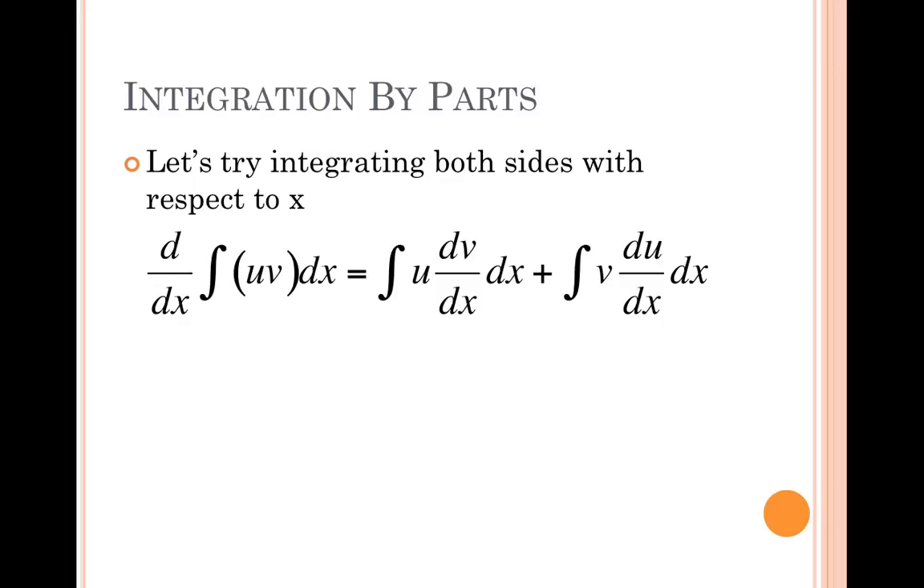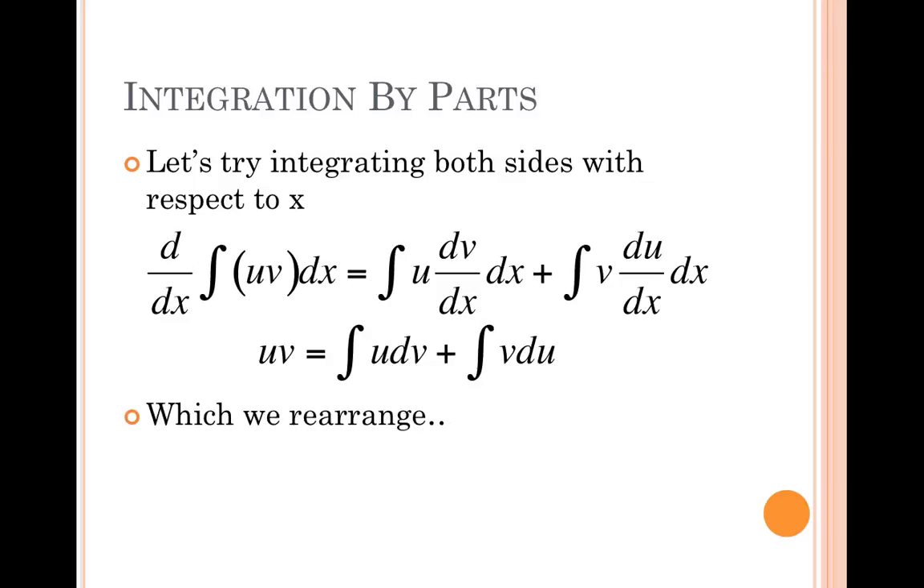Now, in this first one, I see that I have the derivative of an integral. Those are inverse operations, so I'm just left with uv. And I can kind of rewrite this as the integral of u dv plus the integral of v du, which if I rearrange, I get this formula. The integral of u times dv is equal to u times v minus the integral of v du.